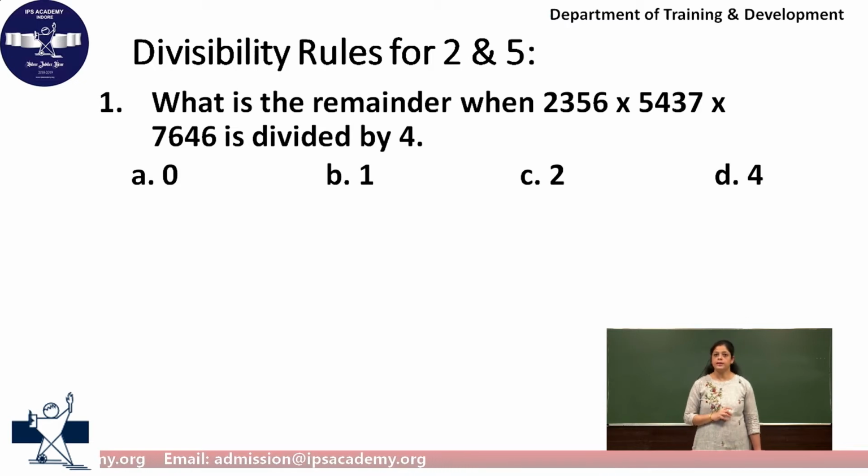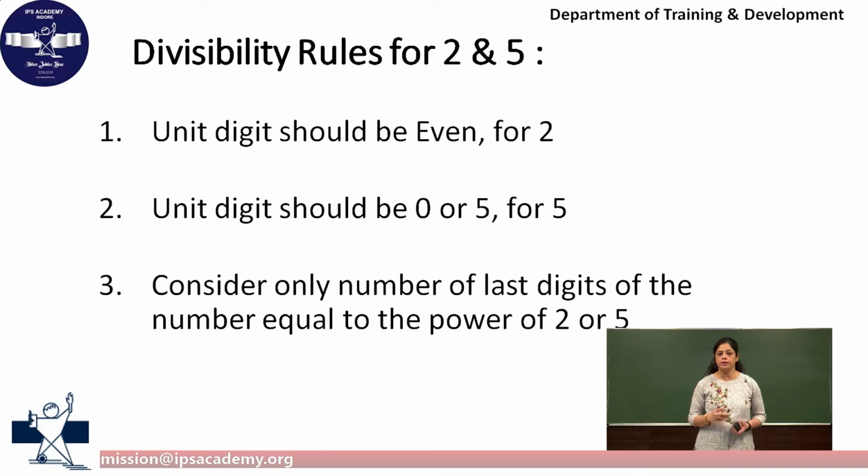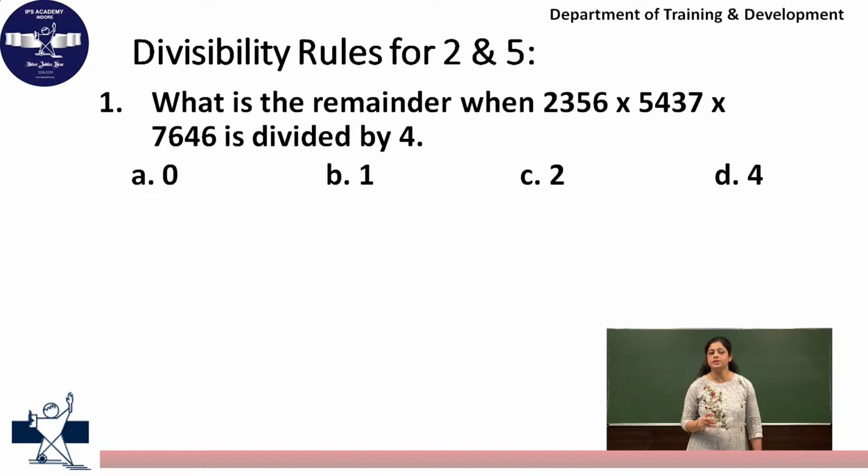Divisibility of 2 says what? Whatever the power of 2 is, as I wrote in the last statement here, consider only the number of last digits of the number equal to the power of 2 or 5. That means the power now is 4, the second power of 2. So we will consider only the last 2 digits of each number. For example, 2, 3, 5, 6. So we will consider only 5, 6 of it.